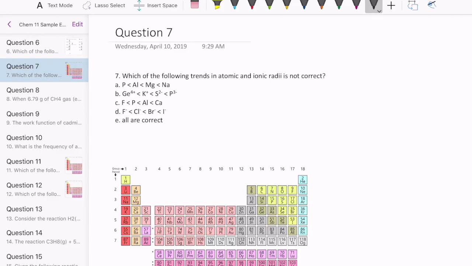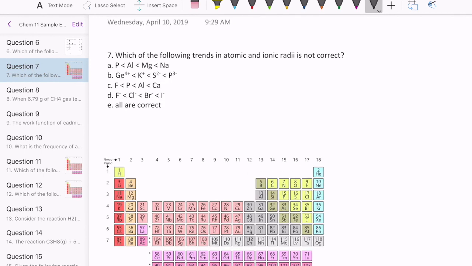Let's now go to sample exam 3, question number 7. This is a trend question, trends in the periodic table question. So I've placed a periodic table right here at the bottom of the question just so that we can have it as reference. This question asks about the trends in atomic and ionic radii. So we have to think about atomic radii first.